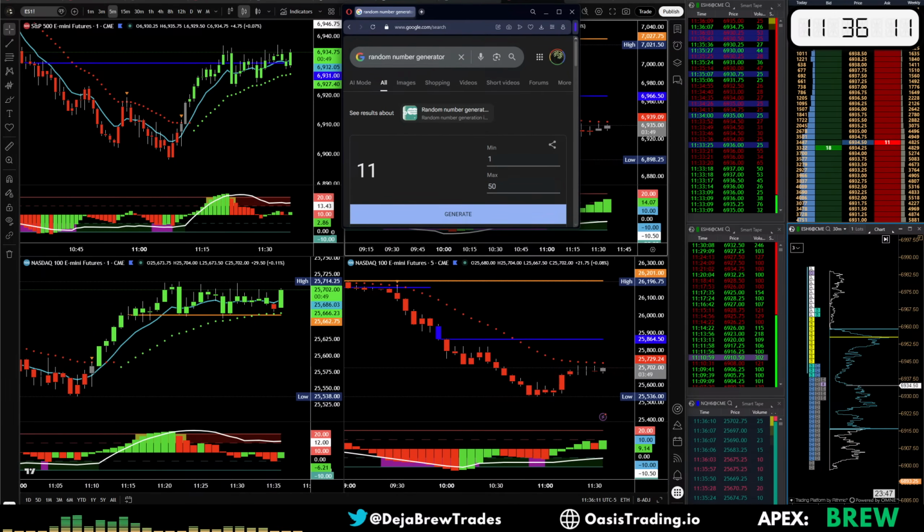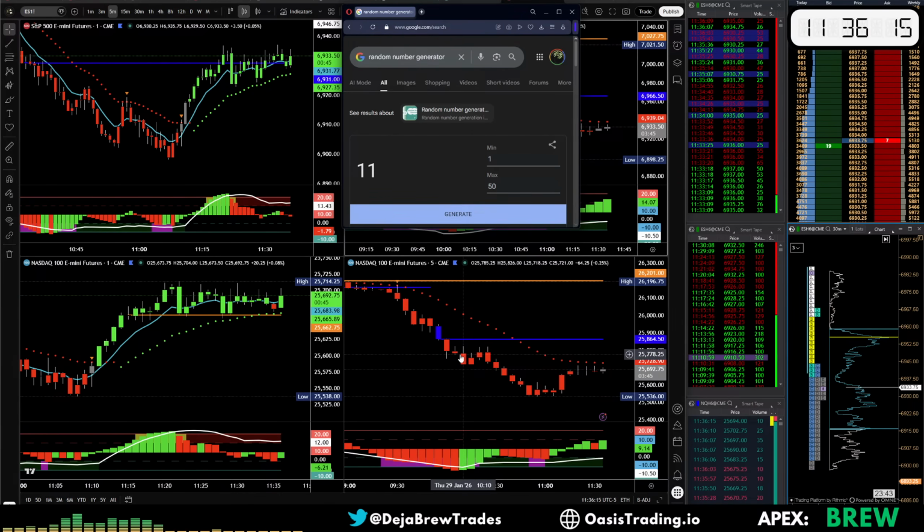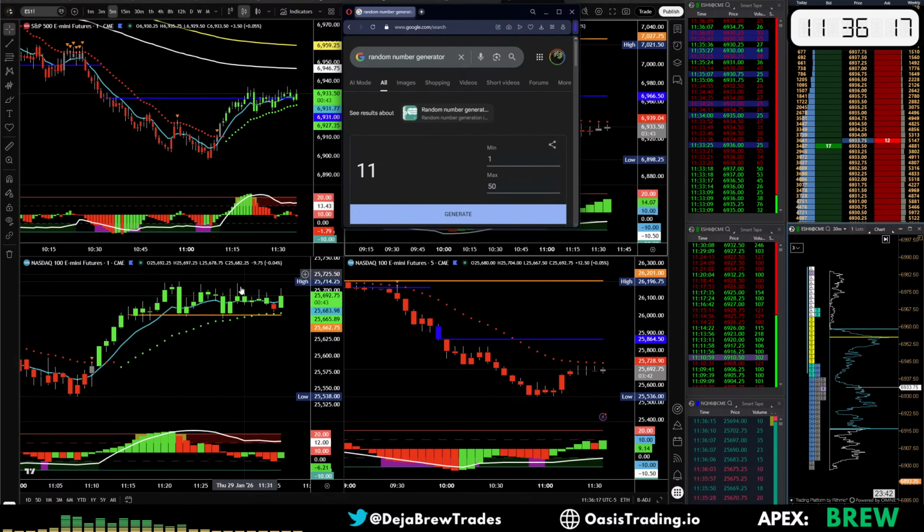By the way, the trail is holding. If we're able to hold above this trail, keep an eye on VWAP coming up very soon.